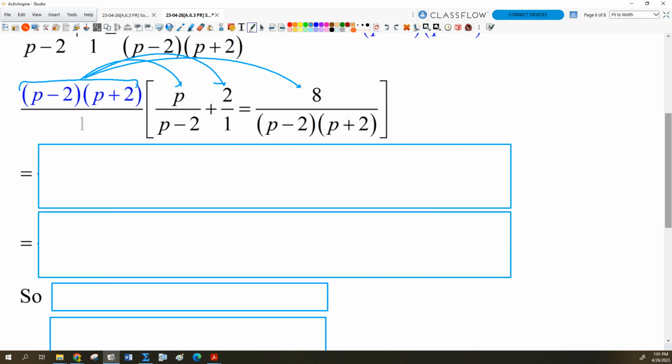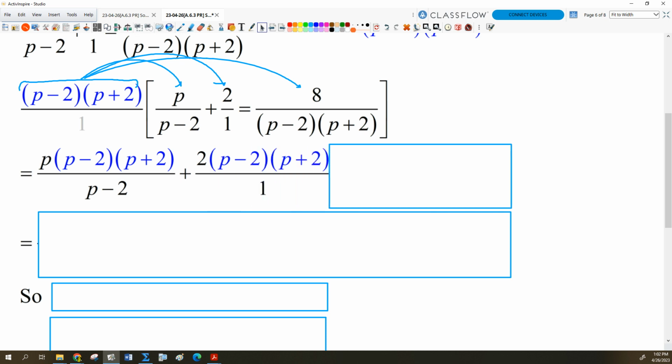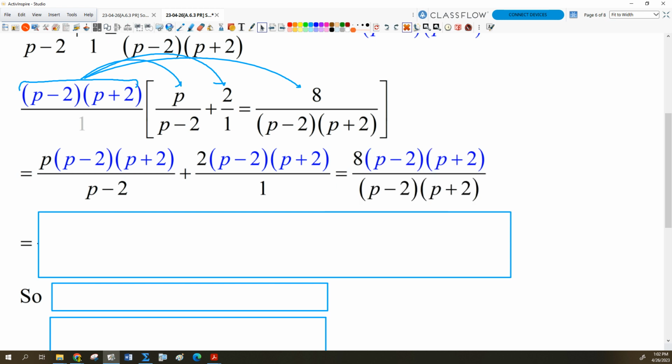Okay, so then what happens to our first fraction? We already had a p in the numerator, but now we're going to also multiply that times p minus 2 times p plus 2, because those got distributed to the first fraction, right? The second one, so we go plus, and then the bottom is just still a p minus 2, right? Second one, we had a 2 on the top, so we're going to distribute to that second numerator p minus 2 times p plus 2, right? 1 is still on the bottom. And the third one, we end up with 8 times our LCD. So 8 times that product, p minus 2 times p plus 2.